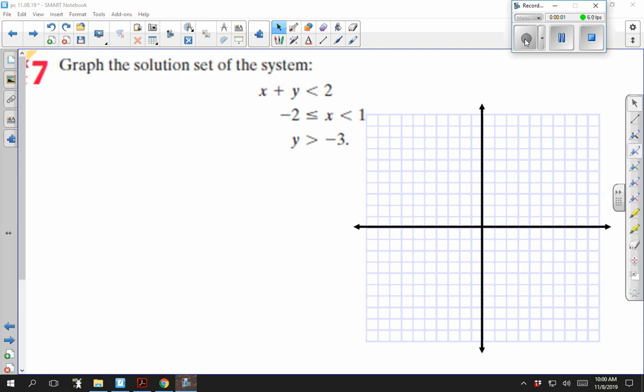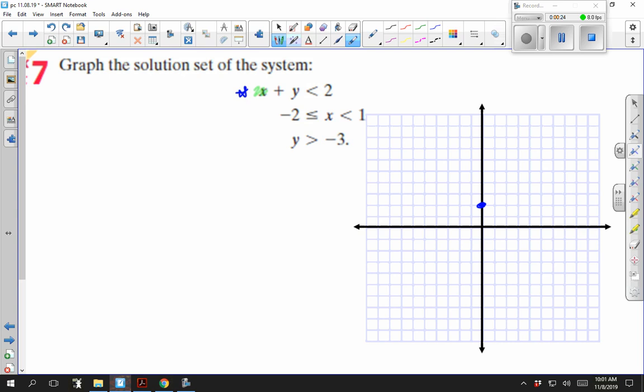We would like to graph this system of inequalities. First, I'm going to graph this in blue. I use the cover-up method. The cover-up method, when it's in standard form, makes this easy. So when x is 0, y now is 2. It's easy to see that.